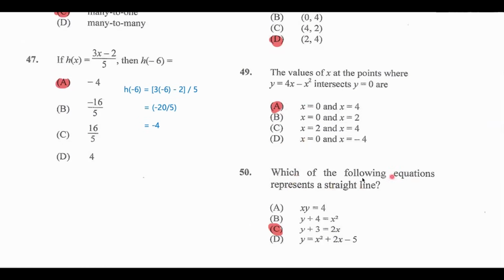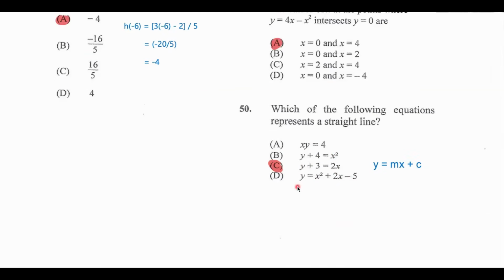That's E. 50, which of the following equations represents a straight line? Well, a straight line comes in the form y equals mx plus c. I could just quickly put that. That's the format for a straight line. And the only one that matches that is C. Even if the plus 3 is on this side, I carry it across to become minus 3, and it will follow this format. Once you have xy or x squared or anything of that nature, that's not linear. It's not a straight line graph at all for that function. So C is the answer.